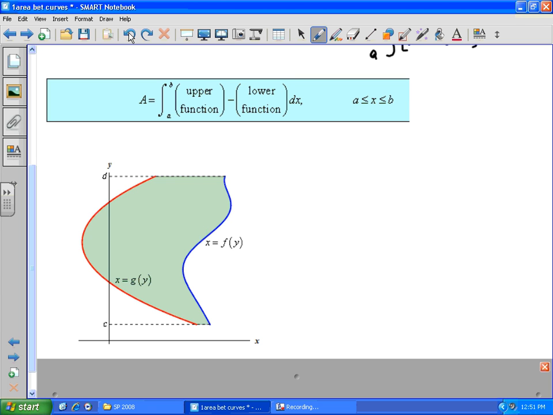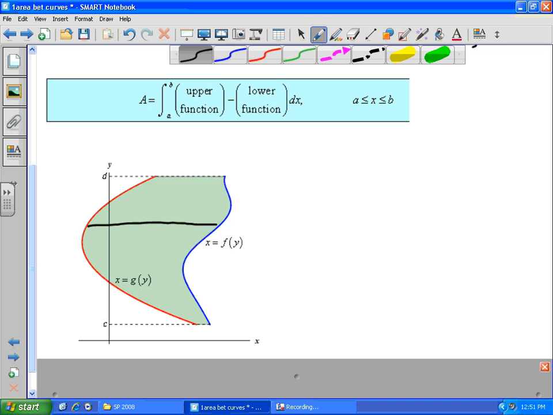How about horizontal rectangles? Let's try. Pick a horizontal rectangle. Do we have the same neighbors throughout the entire region? Yes, no matter where you are in the region, if you're using a horizontal rectangle, on the right-hand side you have the f of y function, on the left-hand side you have the g of y function, so this works. This representative rectangle will cover the entire region uniformly, meaning with the same neighbors.